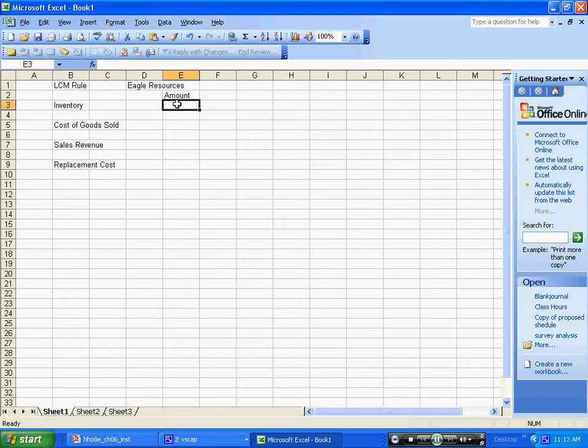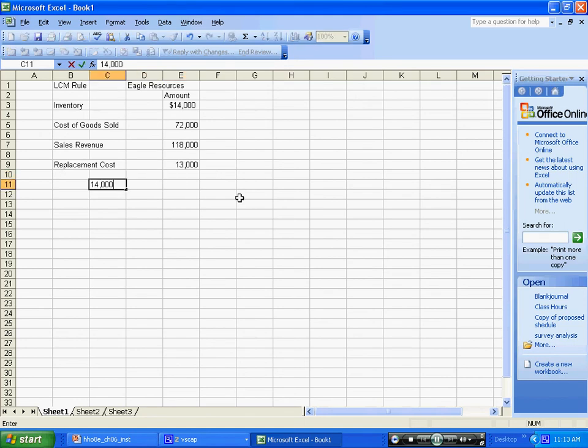Eagle Resources, which uses the FIFO method, has these account balances at December 31st of 2008 prior to releasing financial statements for the year. Inventory had a beginning balance of $12,000 and an ending balance of $14,000. Cost of goods sold has a balance of $72,000. Sales revenue has a balance of $118,000. Eagle determined that the replacement cost, current market value, of the inventory at December 31st was only $13,000. Prepare the balance sheet to show how they would apply the lower of cost or market rule to the inventories.